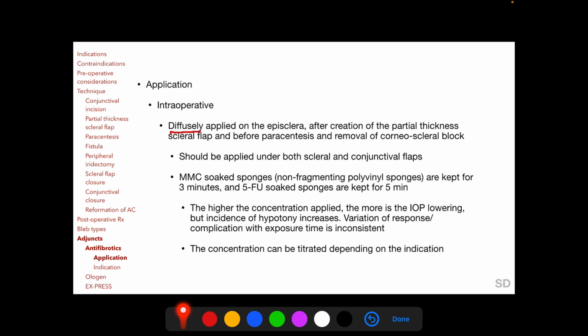The antimetabolite should be applied under both the scleral and the conjunctival flaps, and in this location MMC-soaked sponges are kept for 3 minutes, and when using 5-fluorouracil the sponges are kept for 5 minutes. The higher the concentration applied, the more is the IOP lowering effect, but the incidence of hypotony also increases. So the concentration of the applied antimetabolite can be titrated depending on the underlying cause of glaucoma as well as other ocular issues such as prior conjunctival surgery.